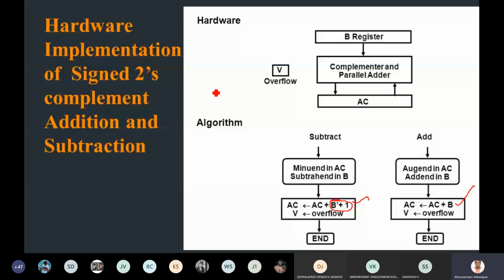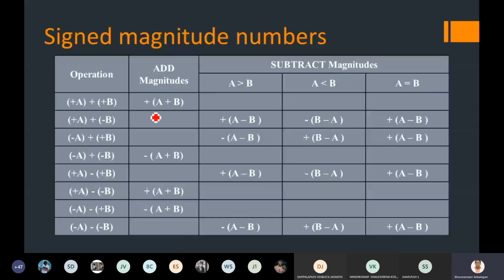So now how can signed magnitude numbers be added? If you are having an operation like plus A plus B, what will it do? It will simply do A plus B. If the number A is greater than B, then what you have to do is make A minus B here. If A is less than B, then you have to take minus of B minus A.